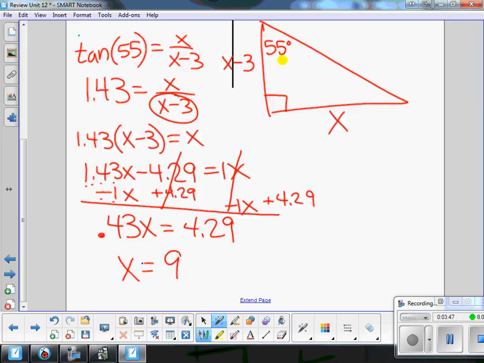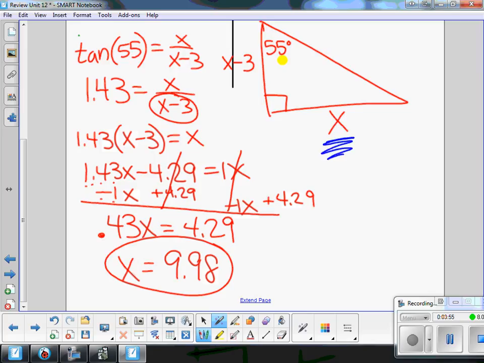10 would be an okay answer. That would be x. If x is 9.98, what's the other side? 6.98. If you got 10, what would this be? 7. It's 3 less. Okay? That concludes that problem.